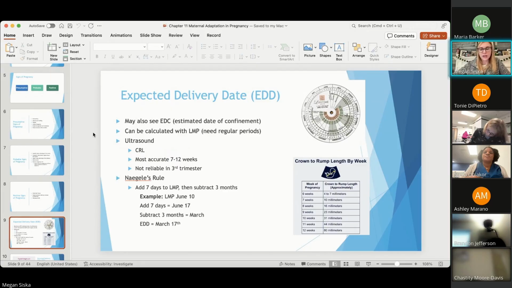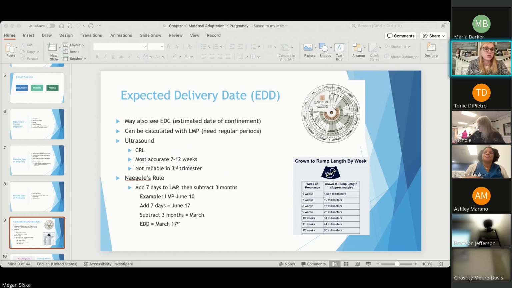We can calculate a due date with a last menstrual period, like I said, but that person would need regular menstrual periods. If somebody menstruates every 28 days, then it's pretty accurate for their estimated due date. But for those people who maybe have cycles that are anywhere from 30 to 38 days apart, it's going to be a lot more tricky to get that estimated due date based solely off of their last menstrual period. So we usually use a combination of factors to figure out an estimated due date.